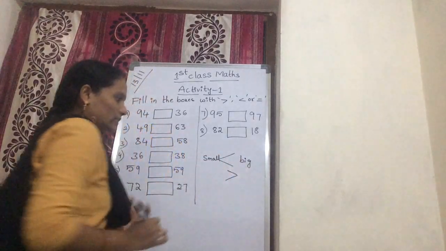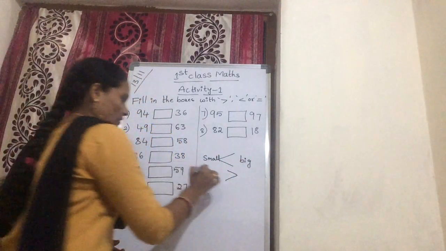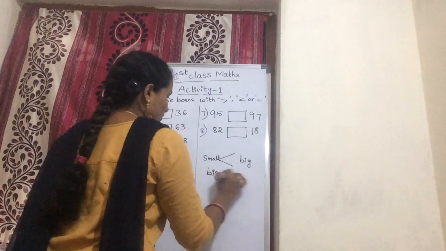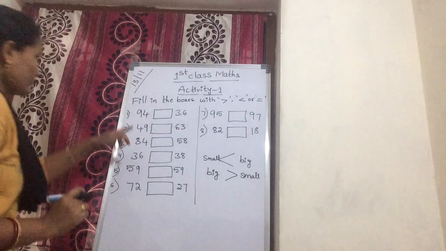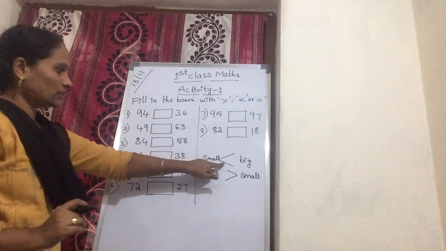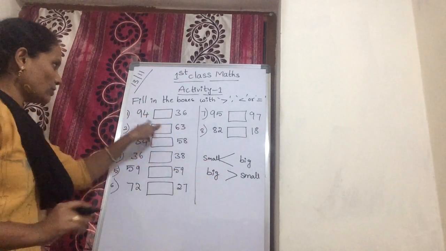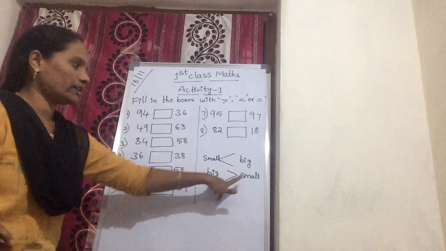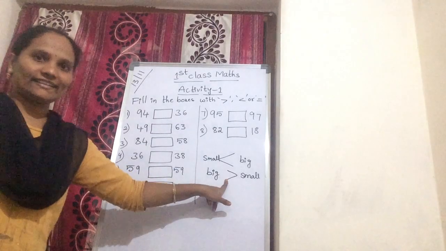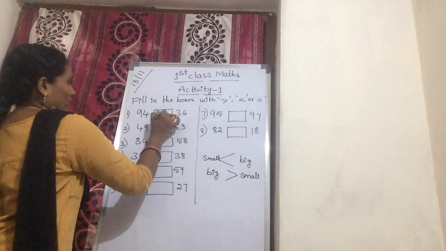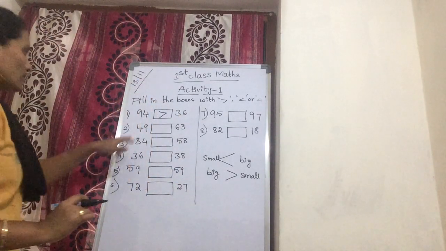Now what is this symbol? Greater than. Now this side is bigger and that side is small. Now tell me, here which one are you putting, less than or greater than? Big, small. Big, small. So here we are putting greater than. Okay, now the next one.